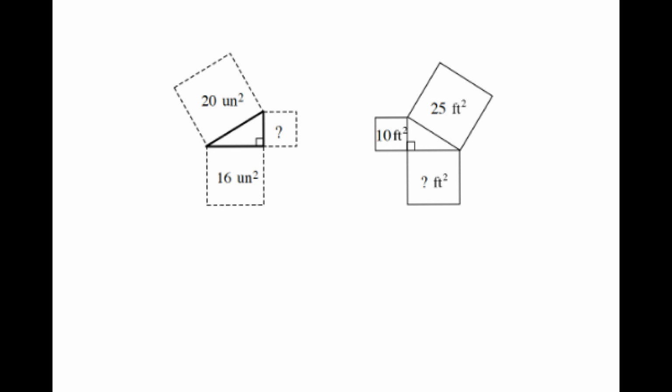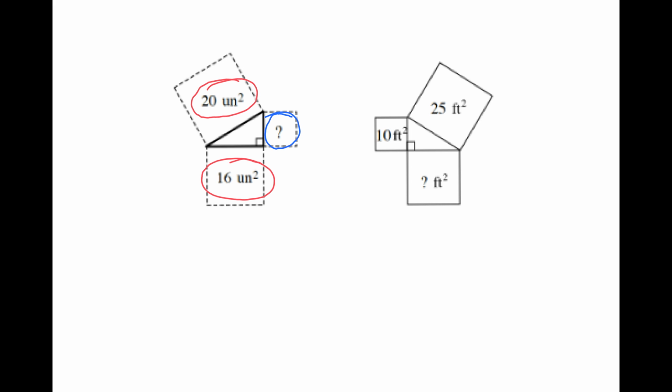We had looked to see that when we had two legs and their lengths, we squared them, added them, and then took the square root. Sometimes we are given the area of the hypotenuse square and the area of one of the legs squares. And we have to figure out what is the area of this square.